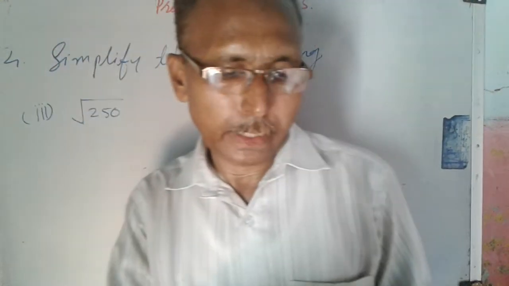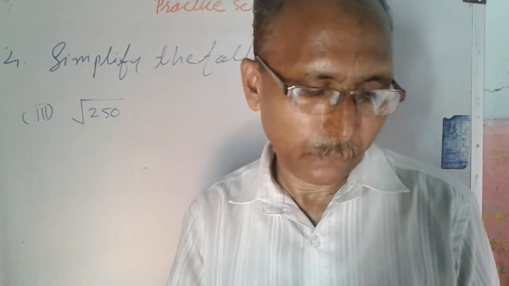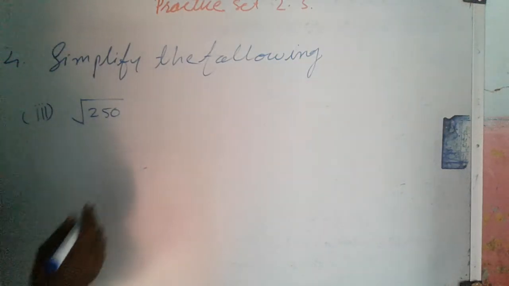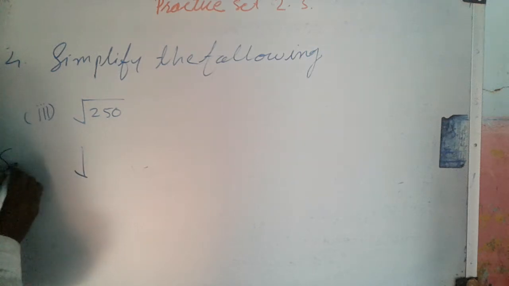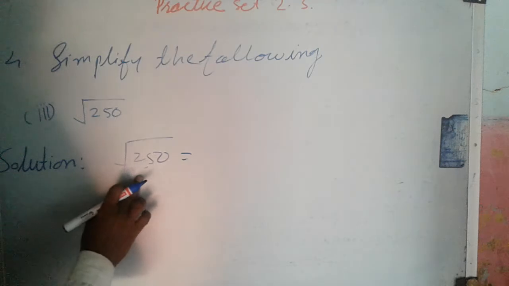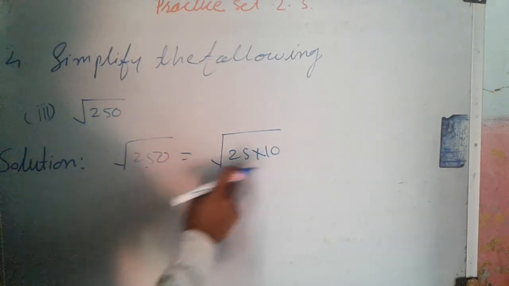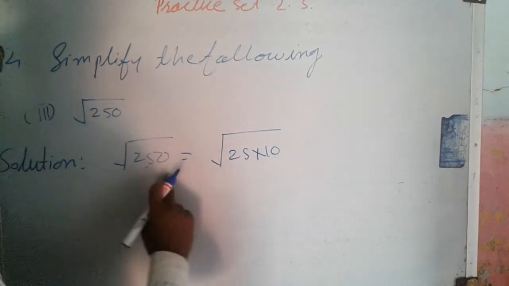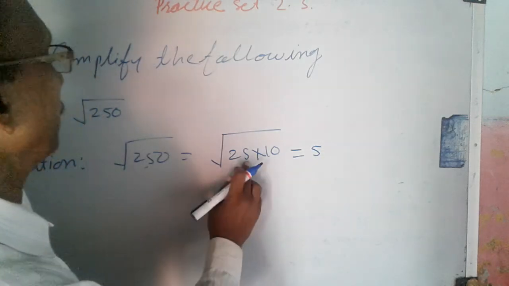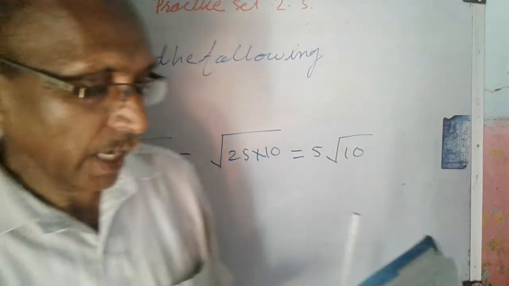Now, from question number 3, for the remaining, you determine whether they are like or unlike surds. Now question number 4, simplify the following surds. Example number 3, root 250. Now we will simplify this. Find the factors of 250. 25 multiplied by 10. 25 10s are 250 and 25 is a perfect square. One factor must be a perfect square. So root 25 is equal to 5. Square root of 25 is 5, so 5 root 10. This is the simplest form. In this way, you can simplify the remaining surds.